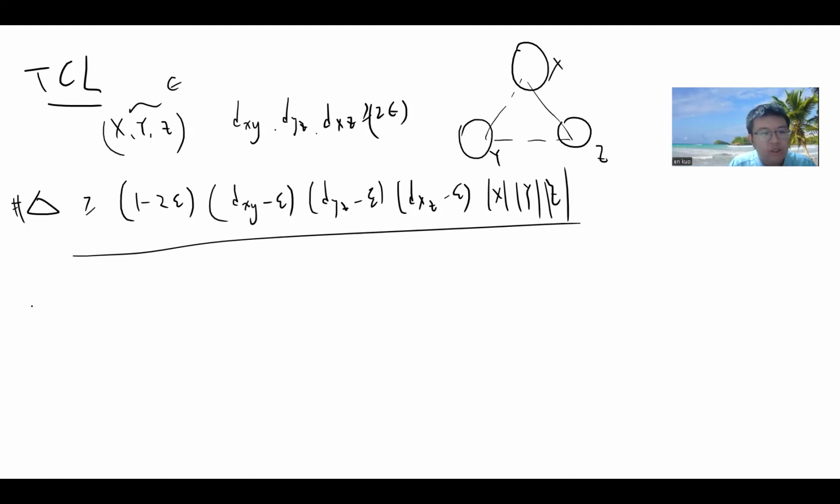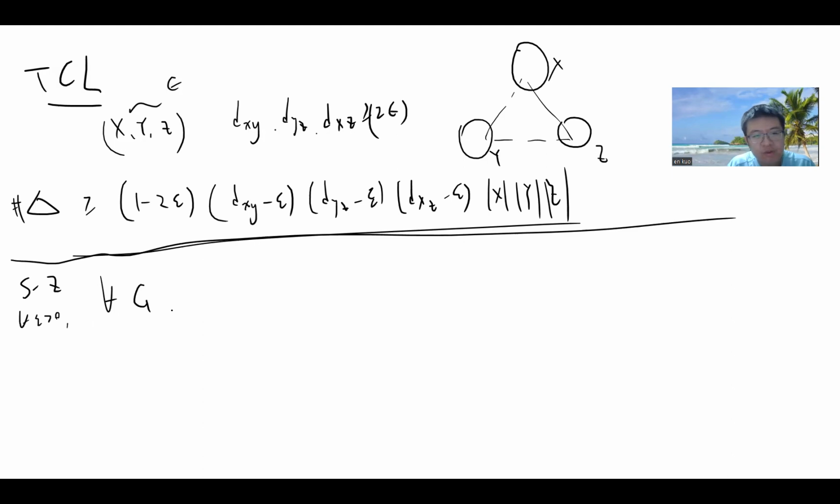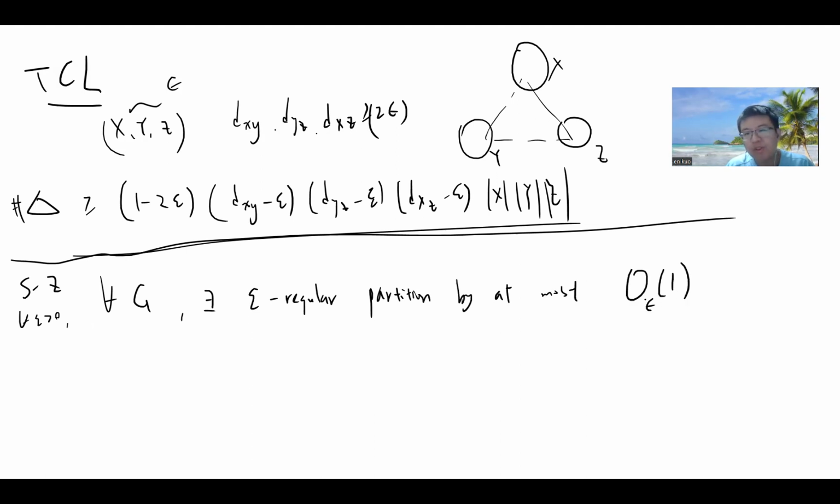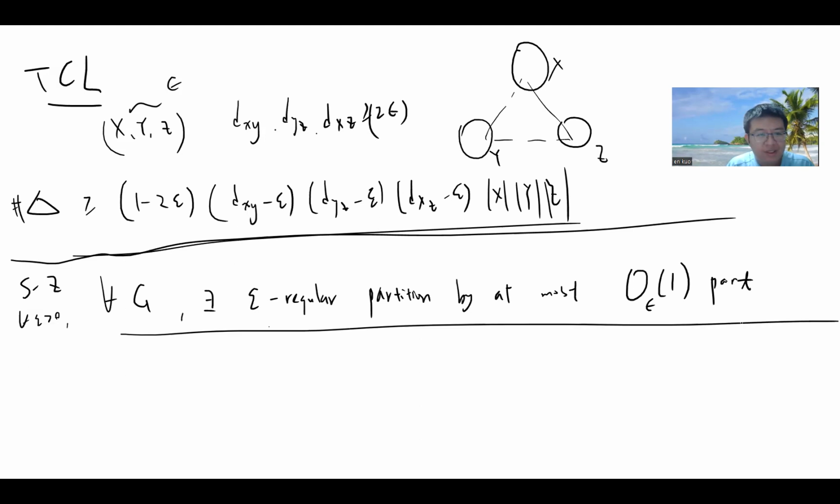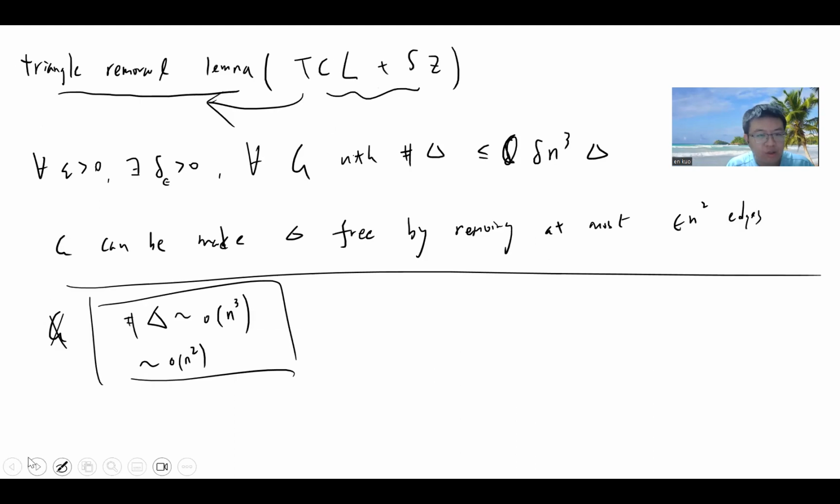Okay, and the Szemerédi regularity lemma says the following. For every epsilon greater than 0 and for any graph, there's an epsilon-regular partition into at most M(epsilon) parts. This means that it depends on epsilon but is a constant, so it's big O(1) depending on epsilon. So combining these two, we can prove this triangle removal lemma.